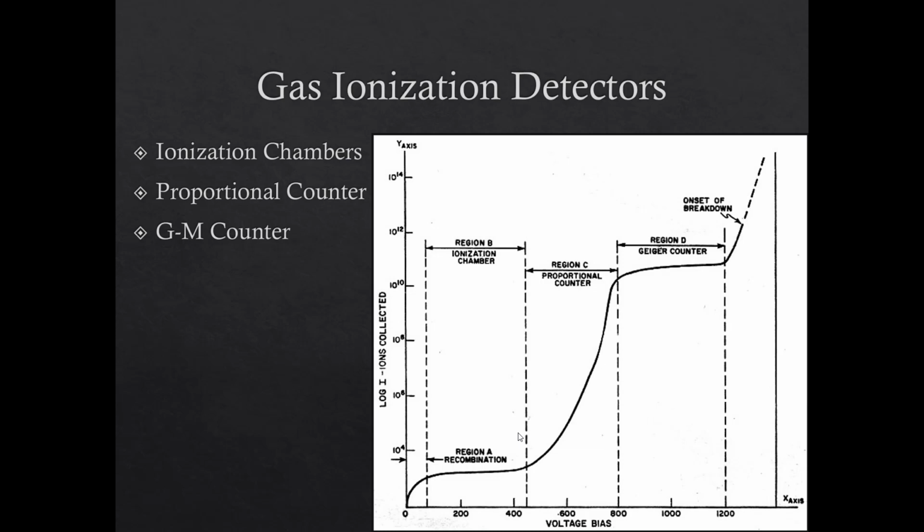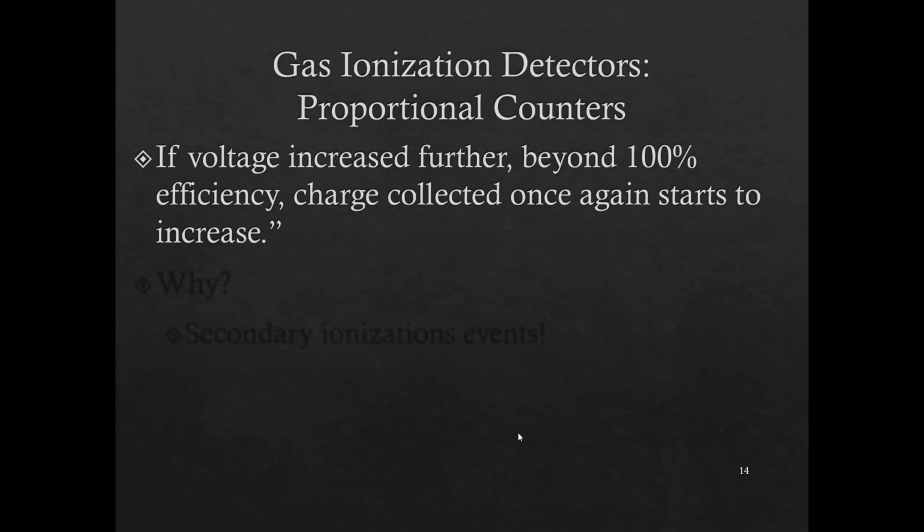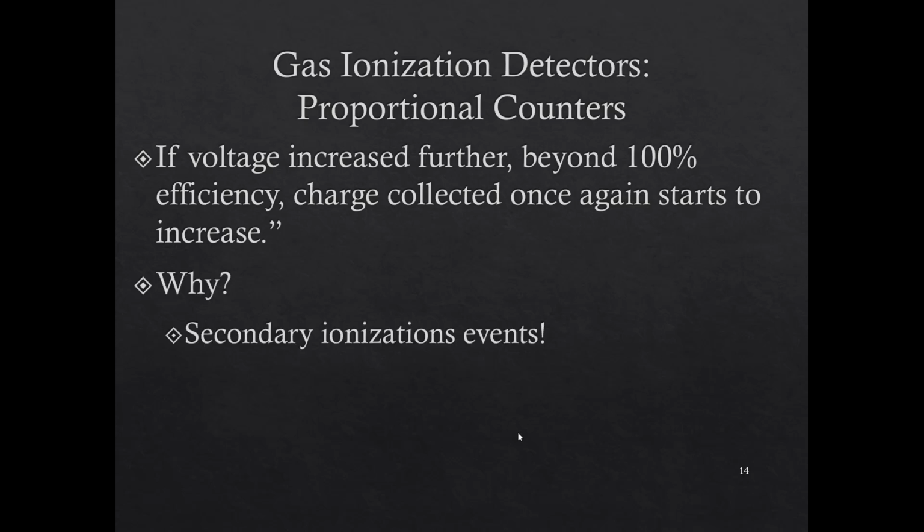Now that we've talked about the ionization chambers, we'll go to the next region, which is the proportional counter. So what we do is we increase the voltage even further. We go beyond 100% efficiency, and the charge collected is going to now increase. What's happening here is that we're going beyond 100% efficiency because we're having these secondary ionization events.